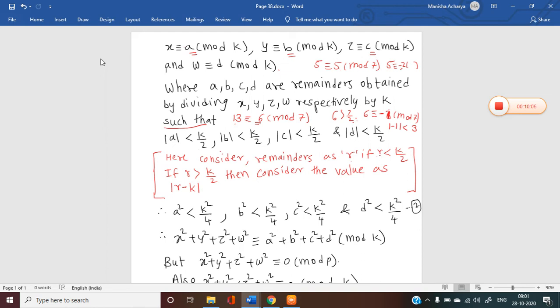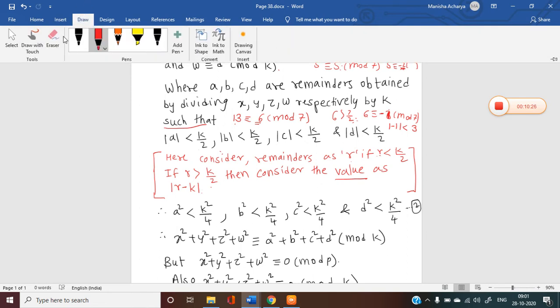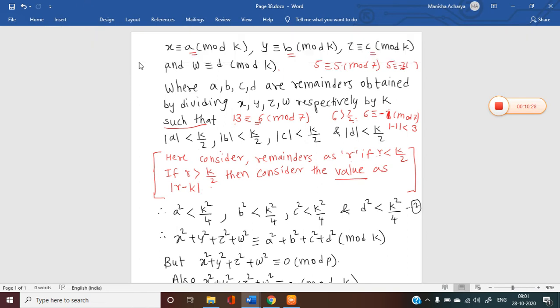But if r is greater than k by 2, then consider the value as mod of r minus k. So that is what we are doing over here. See, mod of 6 minus 7 is equal to mod of minus 1. Mod of 5 minus 7 is equal to mod of minus 2. Like that you have to choose the integers a, b, c, d so that we get our required result. So with this, now we proceed further.